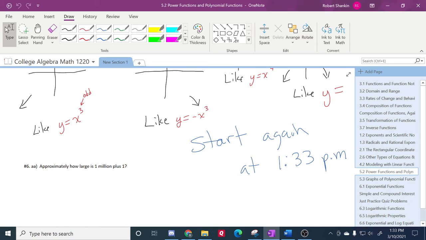All right, group 5. How large approximately is 1 million plus 1?